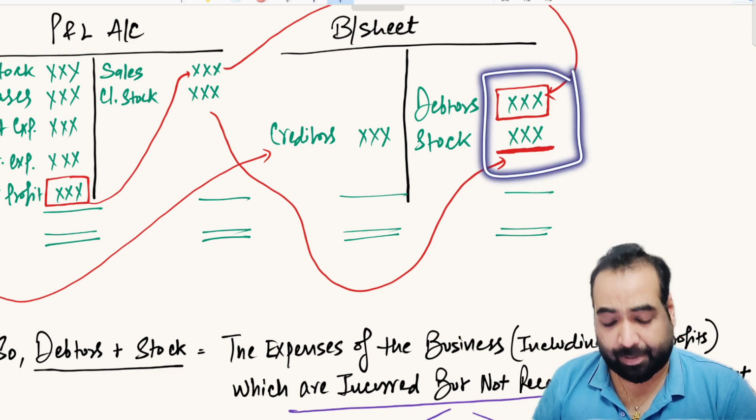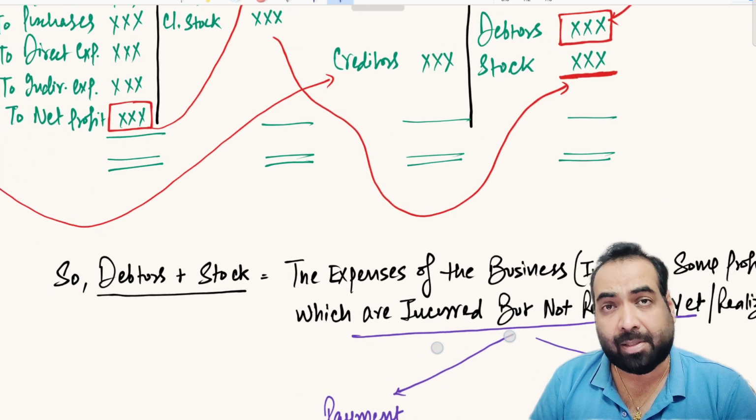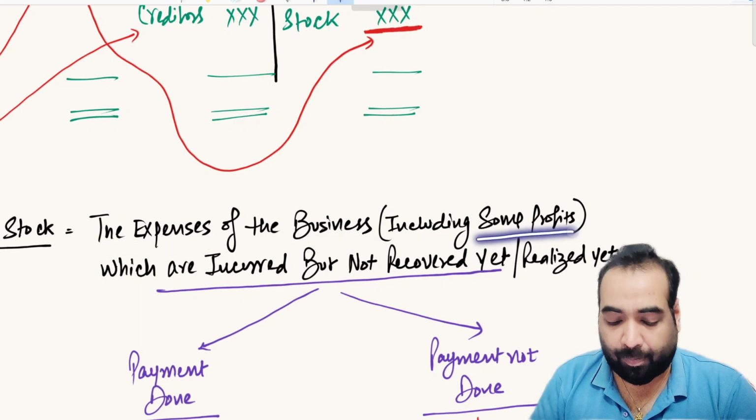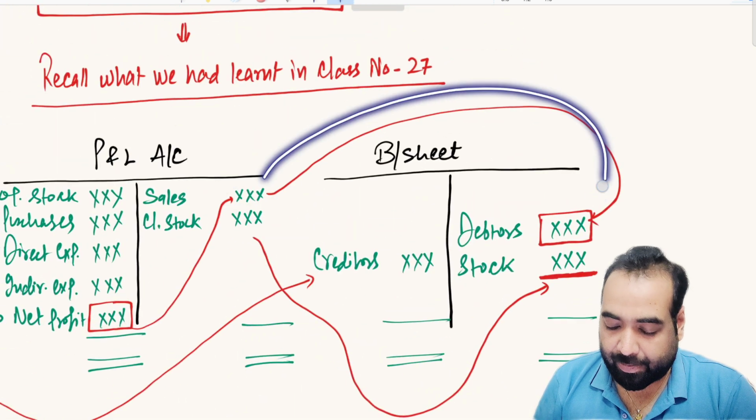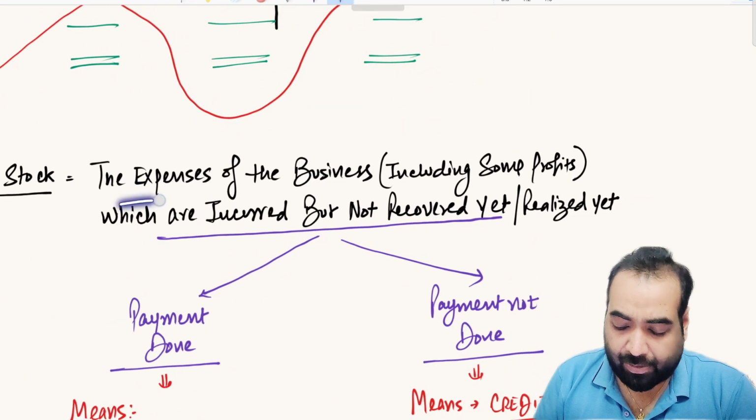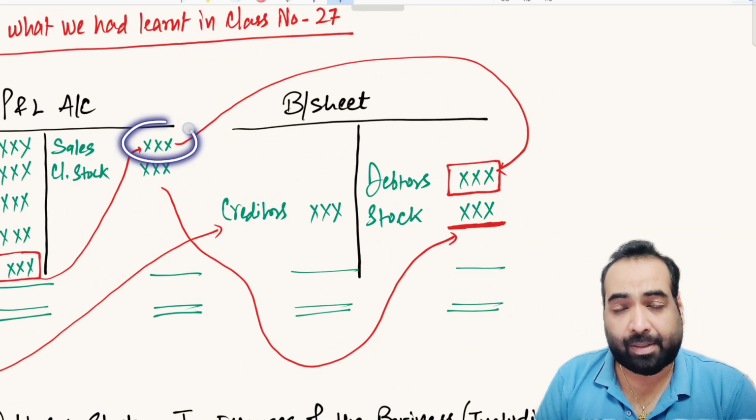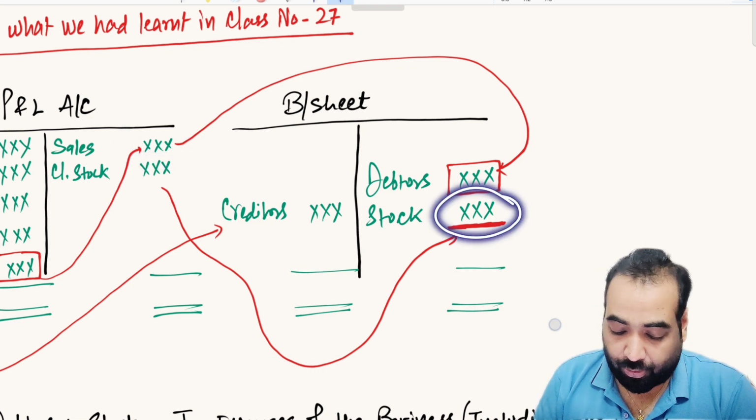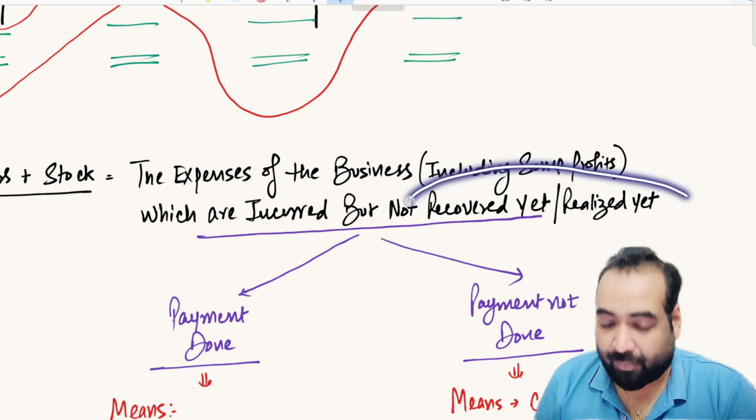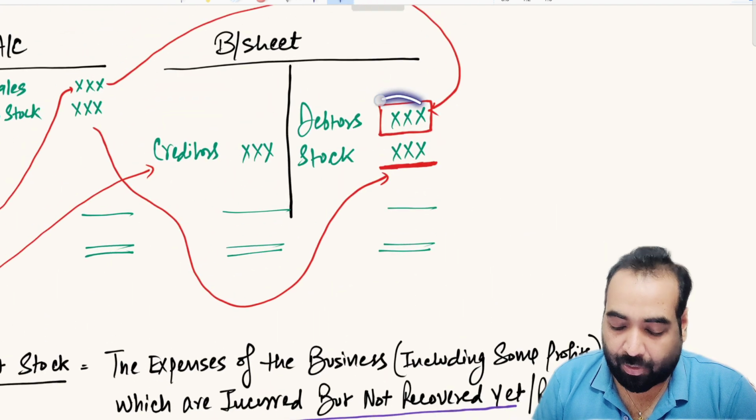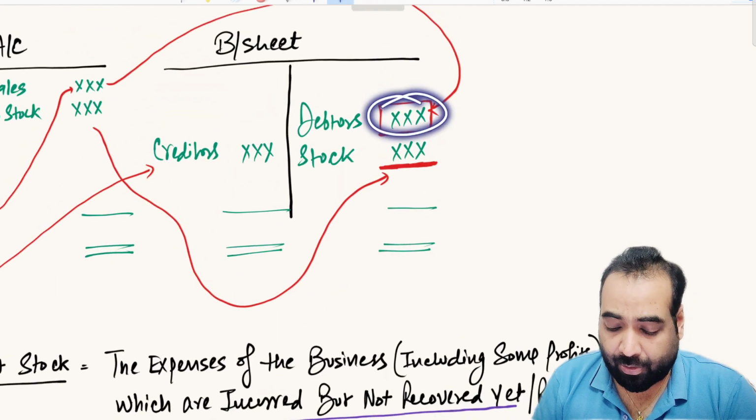If we combine stock and debtors, what does it represent? It represents the expenses of the business, of course including some profits, because sales include profit and debtors come from sales only, so the debtors amount includes some profit element as well. You have incurred expenses on doing sales, on making the product which you have sold. You have incurred expenses in making the product which is unsold. You have incurred the expenses, but you have not recovered them. You have not made any realization from those expenses, because the sales amount is not yet paid by the customers. The stock is not sold yet.